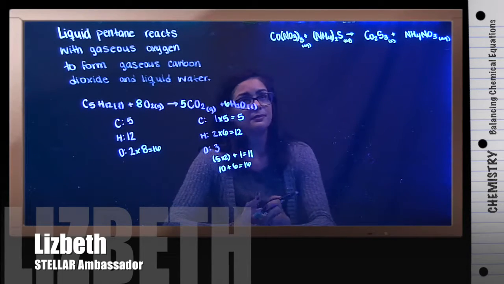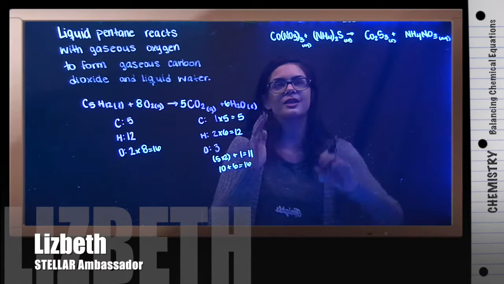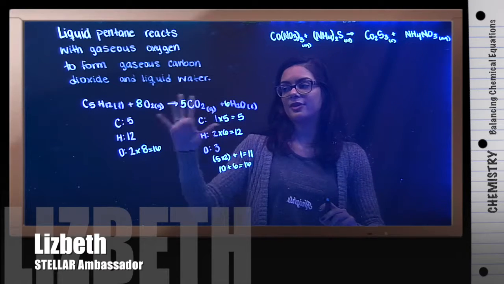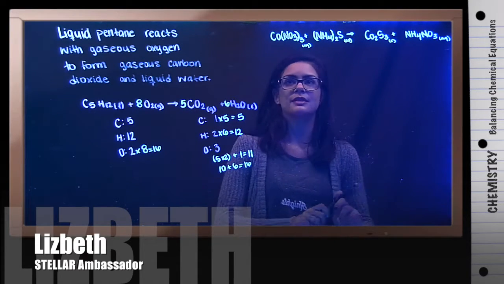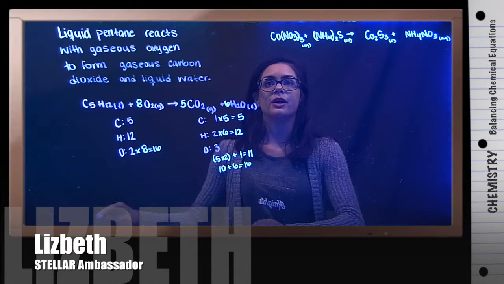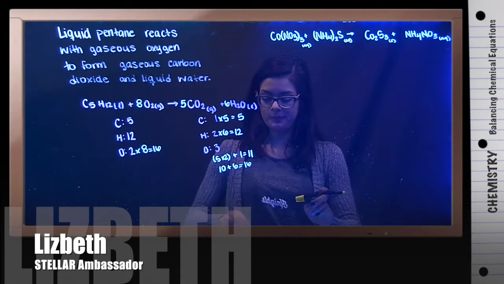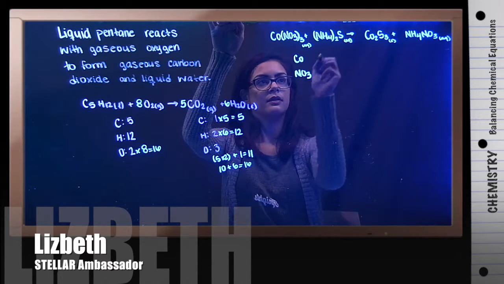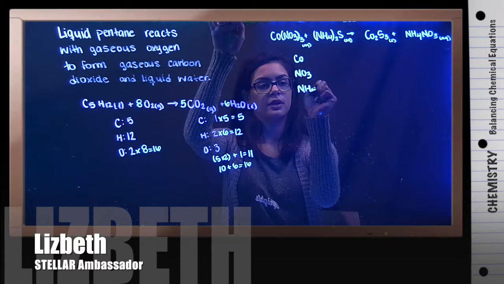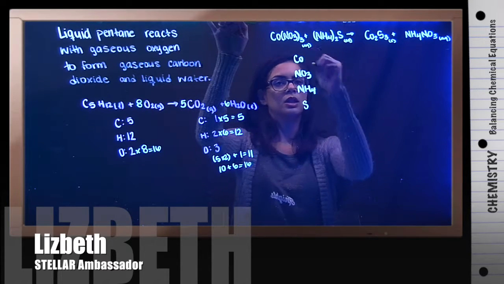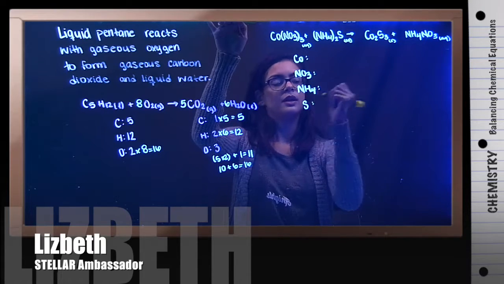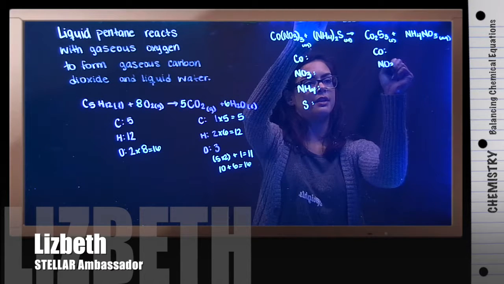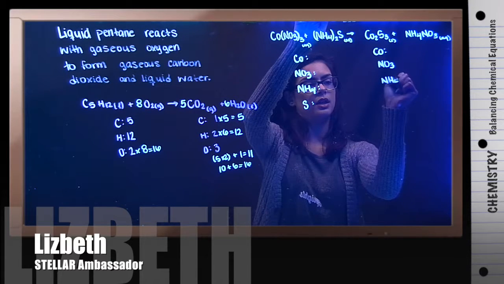So another way that they can give you an equation or a question is like this. They already basically spelled it out for you. They already have the molecules. So I'm going to go ahead and start with our grocery list first. So over here we have cobalt, NO3, NH4, and sulfur. And over here we have the same exact things. So cobalt, NO3, NH4, and S.